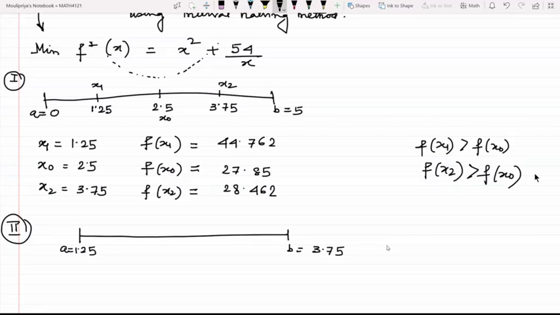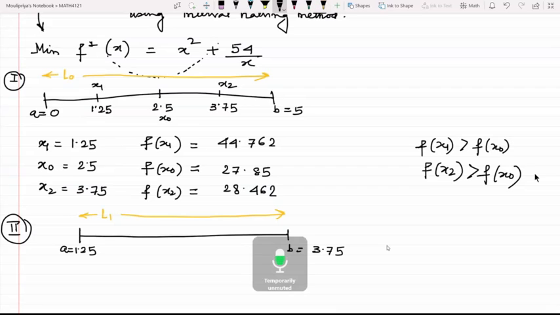Right? If this was our L0, this is our L1. We need to carry on. The stopping condition says we need to carry on till the interval of uncertainty is less than 0.2, which is given in the problem. So this is definitely more than 0.2, there's no point stopping. So this is 2.5.